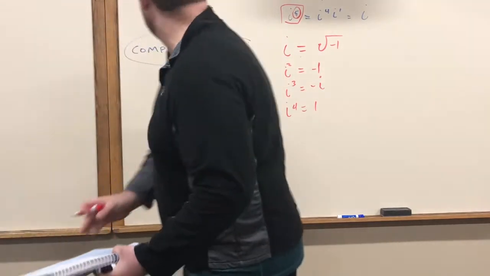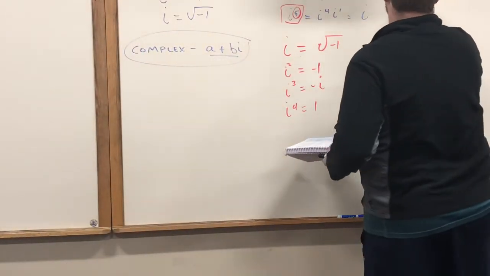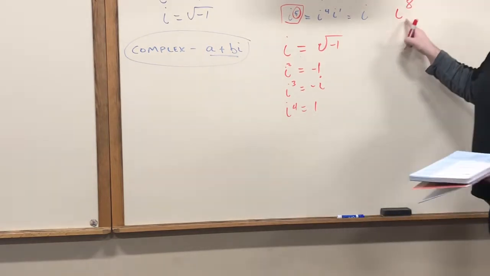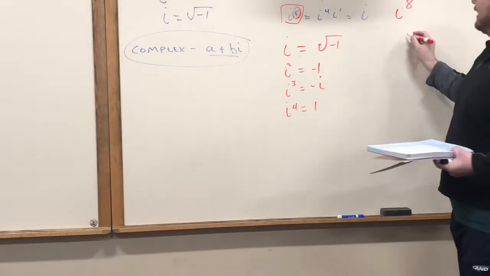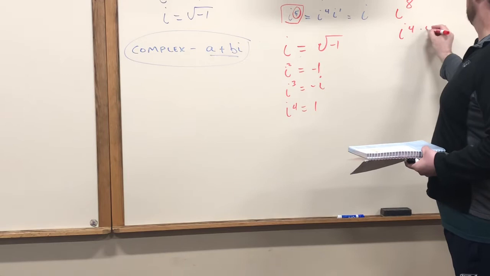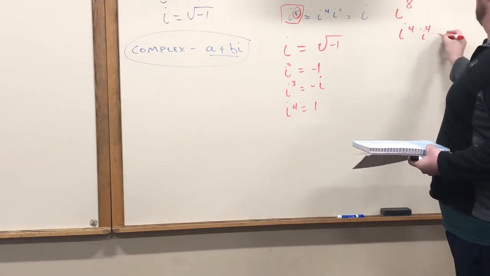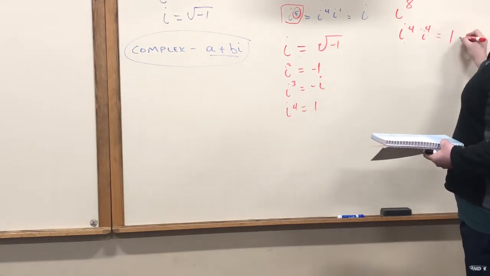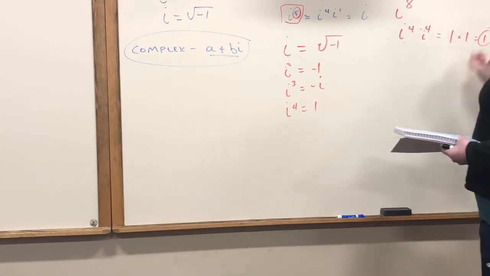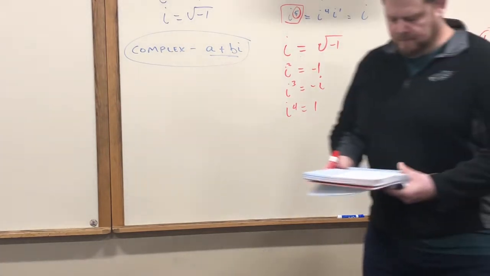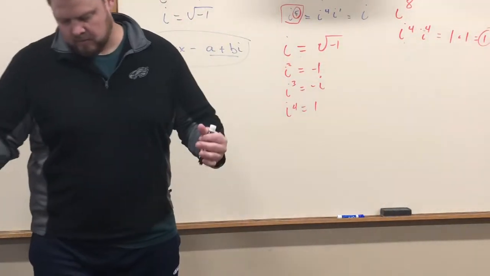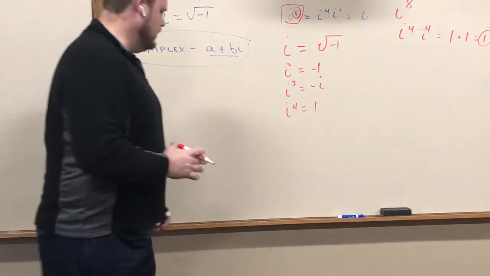So for example, i to the 8th power. What can this be broken down to? i to the 4th, i to the 4th. Well, what do we know i to the 4th is? 1 times 1 equals 1. So it's a very simple way to solve this problem. So, good example. We are going to try one, all right?